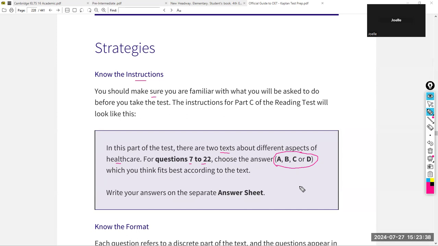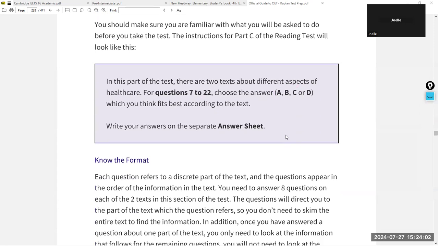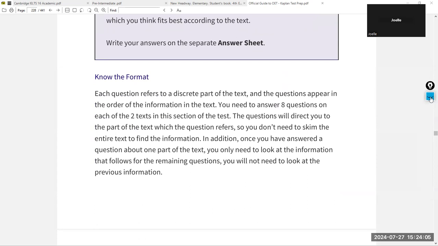Absolutely, selecting one multiple choice out of 4 is a little harder, or let me say harder than selecting only one multiple choice from 3 multiple choices. So absolutely, I have to select the best answer according to the text. And I have to write my answer on my answer sheet. Okay, now let's check the format of part C. Each question refers to a discrete part of the text, and the questions appear in the order of the information in the text. This is extremely important.